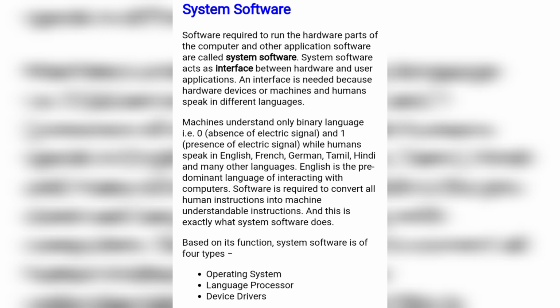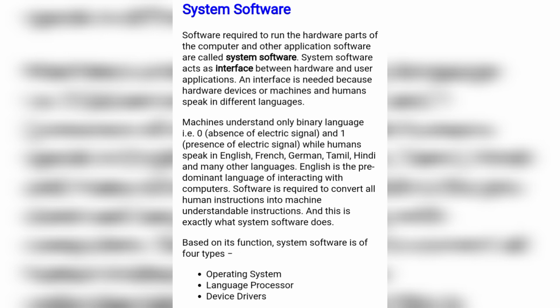Machines understand only binary language, i.e. 0, absence of electric signal, and 1, presence of electric signal, while humans speak in English, French, German, Tamil, Hindi, and many other languages. English is the predominant language of interacting with computers. Software is required to convert all human instructions into machine-understandable instructions. And this is exactly what system software does.